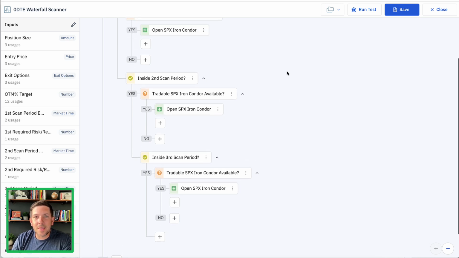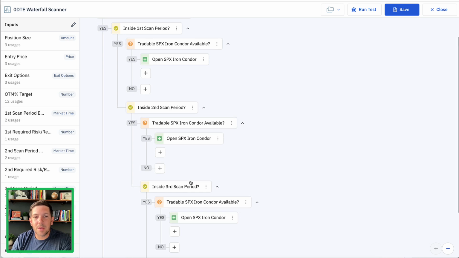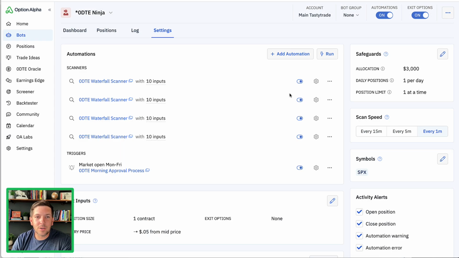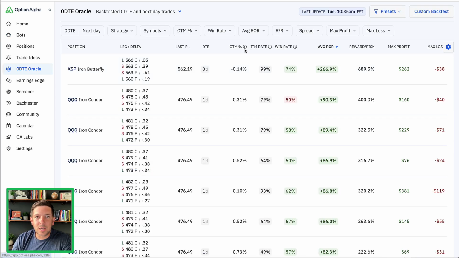If it's not inside that first scan period, it checks the second scan period and the third scan period as it goes. This is where I think about it, because I'm a sucker for a good analogy, like a waterfall, where it's progressively scanning different time periods and different intervals during the day. It's a really fun one that you can do. But again, you can find some other trades inside the zero DTE Oracle, so if you just want to focus on zero DTE trades, that also works out.